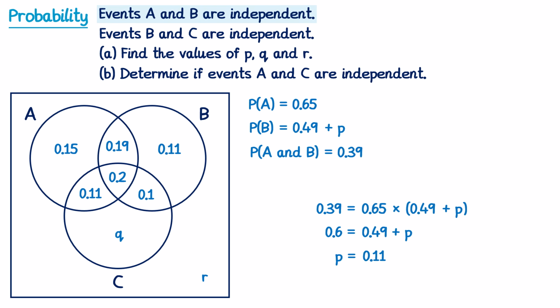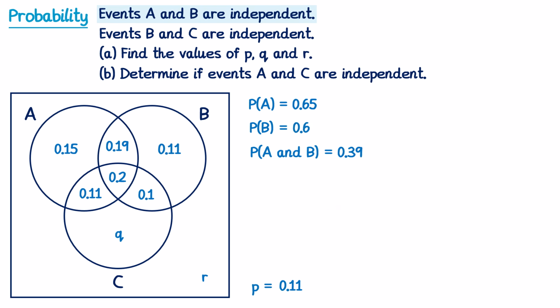It's 0.49 plus p, so it's 0.49 plus 0.11, which is 0.6. So we've got the value of p, can we find the other two? Well, let's use the fact that we've been told that events b and c are also independent. We already have the probability of b, so we'll need the probability of c, which is the sum of the probabilities inside the c circle, which is all of these, which will simplify to give you 0.41 plus q.